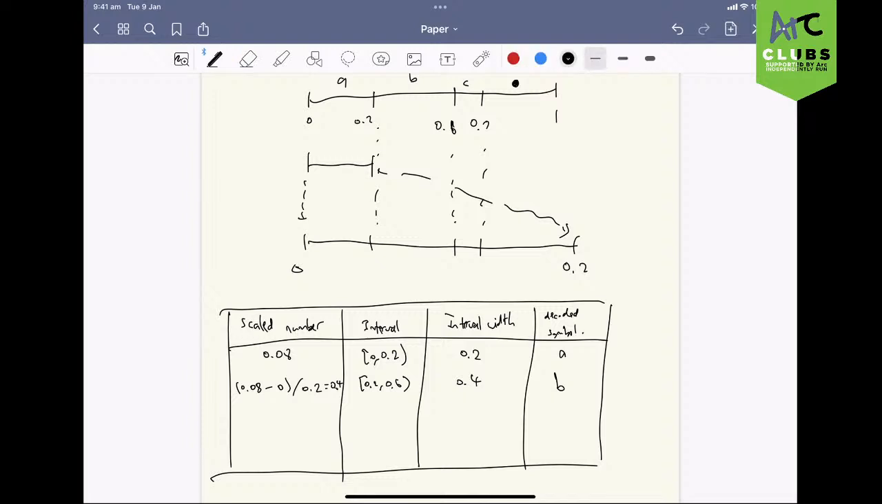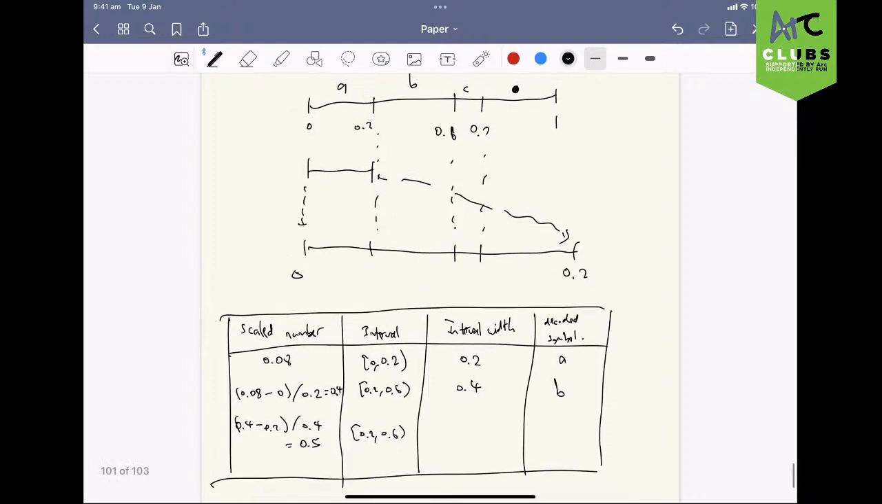And we repeat. We take the previous encoding number, 0.4, take away the interval start of the previous interval, 0.2, and divide by the interval length, 0.4. And that gives you 0.5. That is again in the 0.2 to 0.6 range, which is 0.4 in width, and that's going to be B as well.